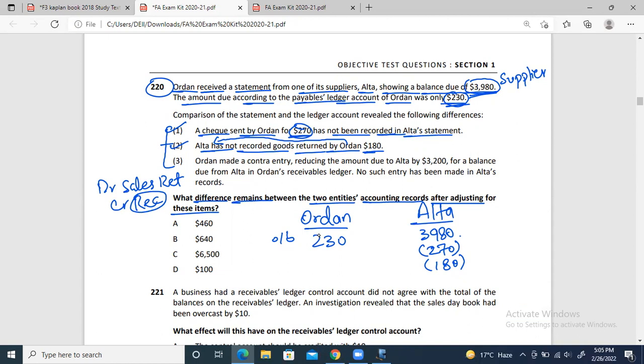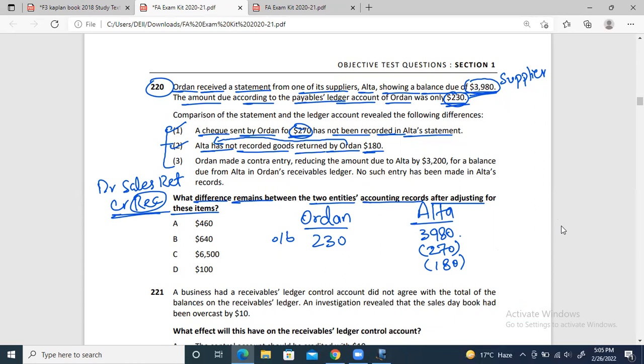Alta says, okay, Orden has returned me the goods, I will not charge any price to him. That's why Alta is reducing the amount over here, because receivable is getting credited. It's just confusing because there is the supplier, so there is the payable ledger, but then there is the receivable ledger as well. Two things are being accounted for at the same time. If you want to do it in T account format, you can do that as well. Both of the answers will be the same in both cases.